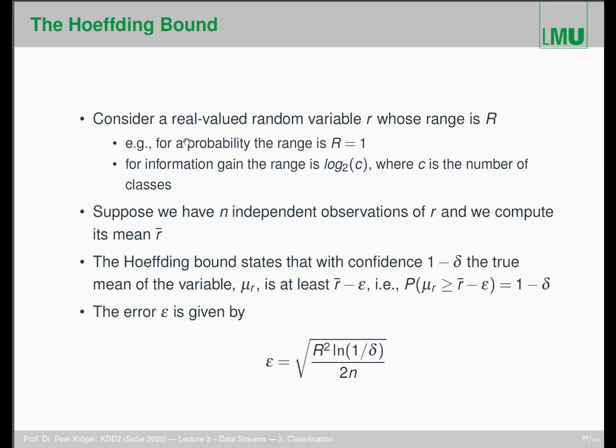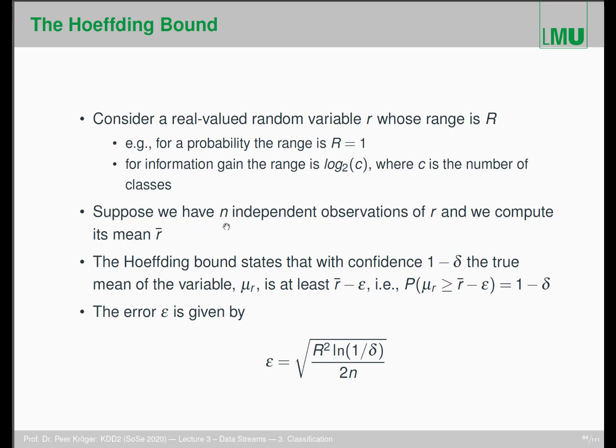Well, very general, consider a real valued random variable with a particular range of values, which is denoted by the big R here, which is the maximum range typically. So for probabilities, the range is 1, so from 0 to 1. For information gain, for example, the range is from 0 to log2 of C, where C is the number of classes and so on. So the range is always from 0 to some specific maximum, which is denoted by this big R here.